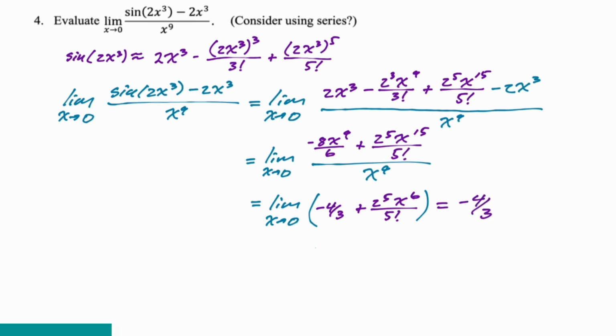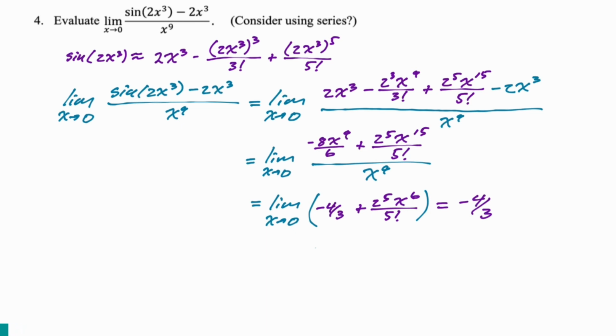So we could have done sine out to like the 37th power, let's say. Everything after that, 2 to the 5th, x to the 15th over 5 factorial, everything after that, when we divide by x to the 9th, still going to have an x in it, still going to zero out. The answer to this problem is definitely negative 4/3. This is an example where series are way easier to use than L'Hopital's. L'Hopital's requires like a bunch of applications to get the answer.